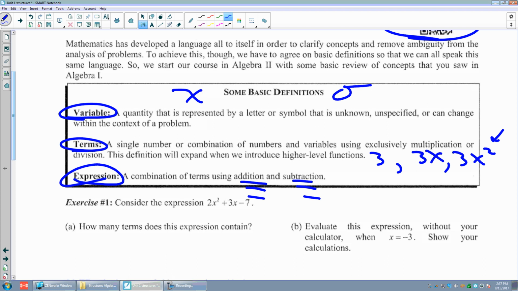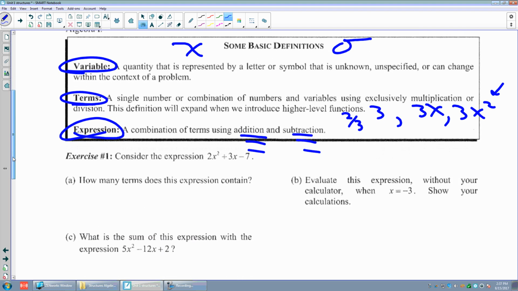Oh, by the way, I'd also want to add on to this something like 2/3. Interesting. 2/3 is a number represented on the number line.